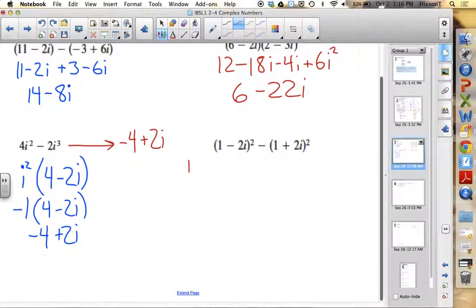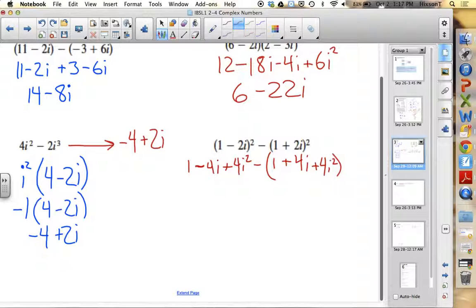1 minus 2i minus 2i is a minus 4i. And then plus 4i squared. Now we have a minus, and what do we get when we FOIL that? 1 plus 4i plus 4i squared. Do you guys agree with that? Yeah. Alright, good. So now we need to subtract each of these terms as we put them together.